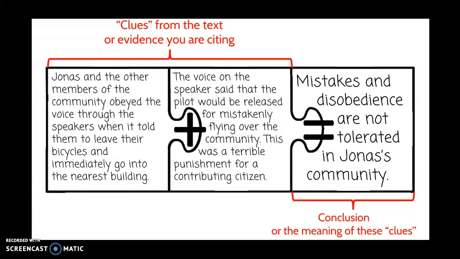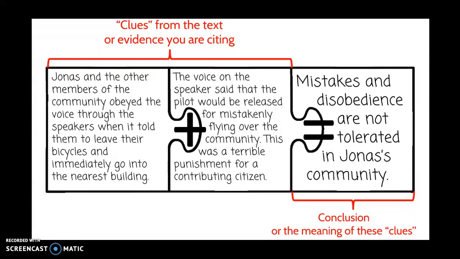The first clue that we can pull out of this reading is that Jonas and the other members of the community obeyed the voice of the speakers when it told them to leave their bicycles and immediately go into the nearest building. Later, the voice on the speaker said that the pilot would be released for mistakenly flying over the community. This was a terrible punishment for a contributing citizen.